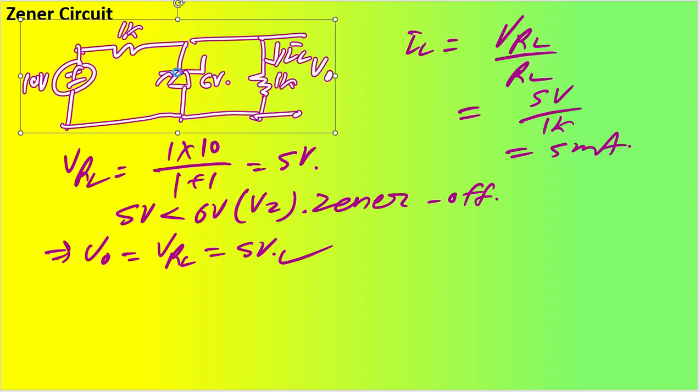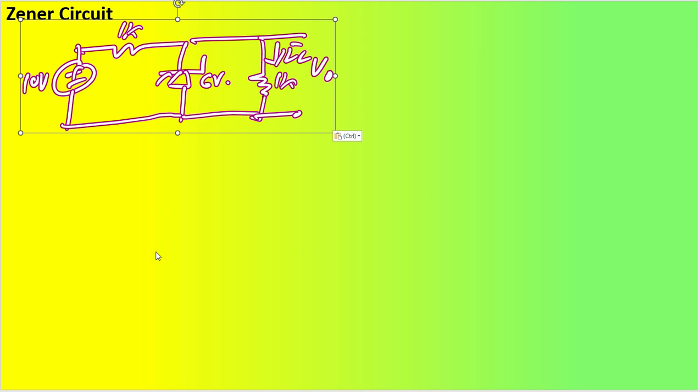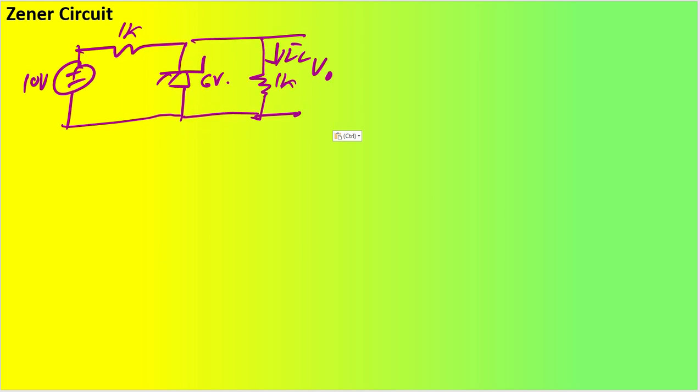Let me give you another question so that you can have a proper understanding. Let us say the same question, I will take it. Now I am going to change the value of these resistors. So let us say this is my 2K and this is my 3K.